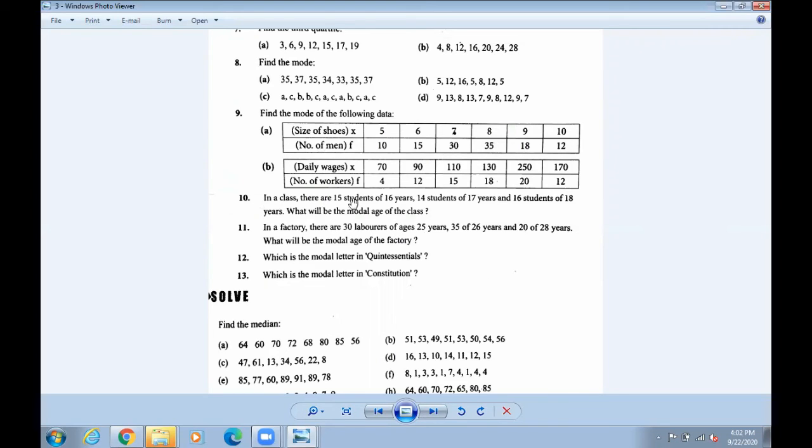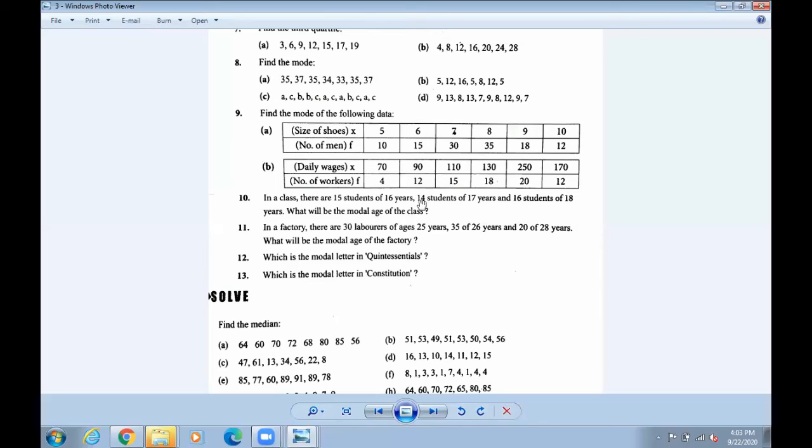In a class there are 15 students of 16 years age. That means two things are given: students are given and years are given. So there are 15 students of 16 years.